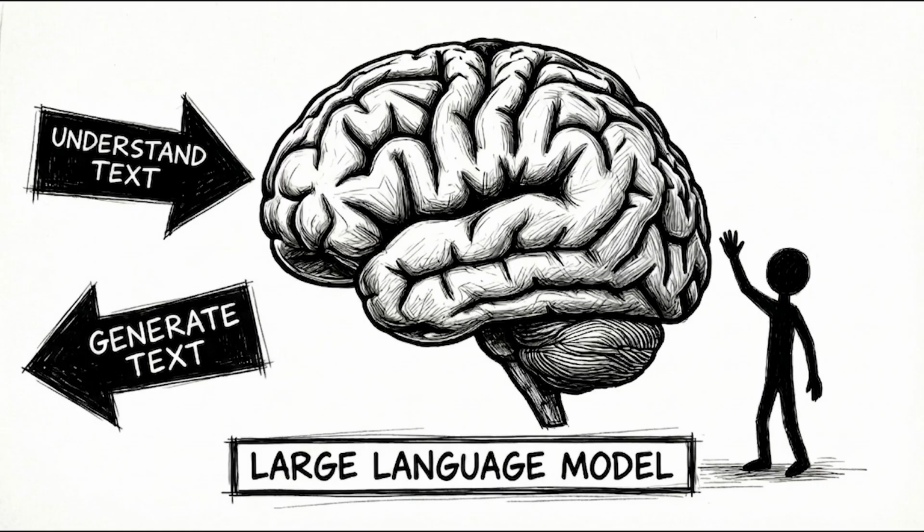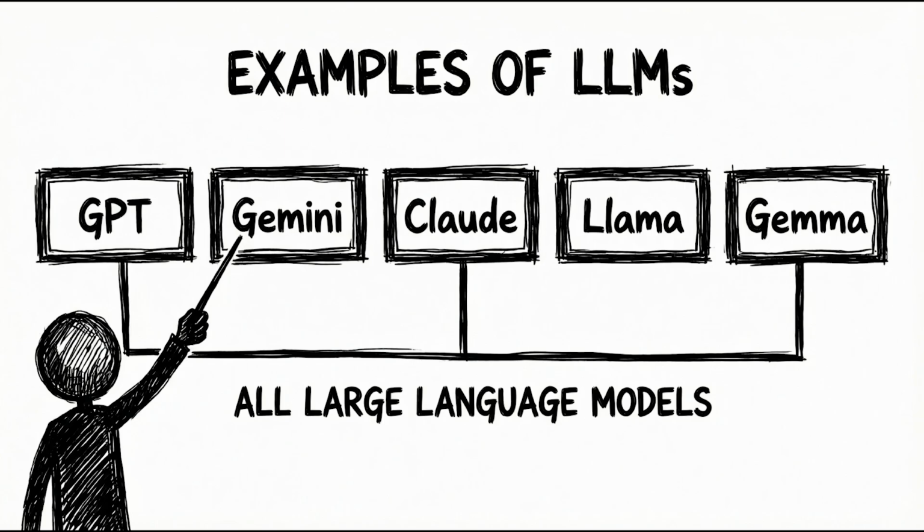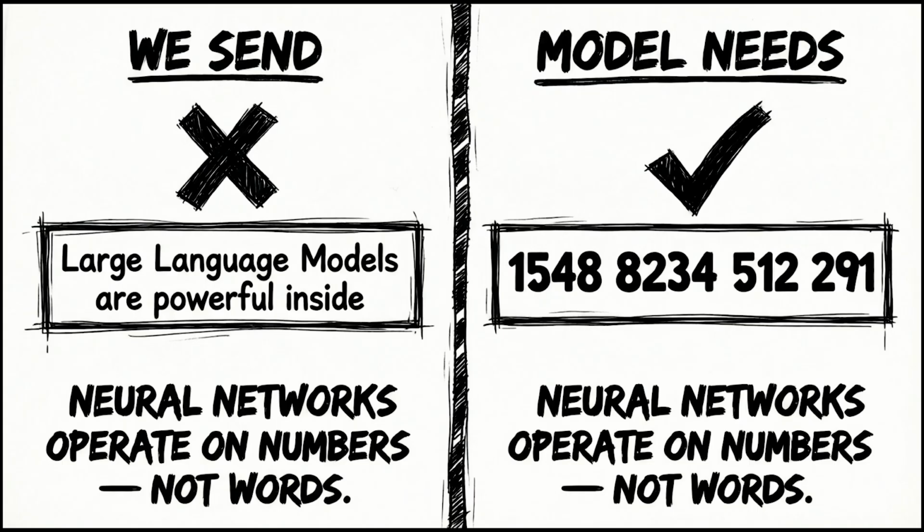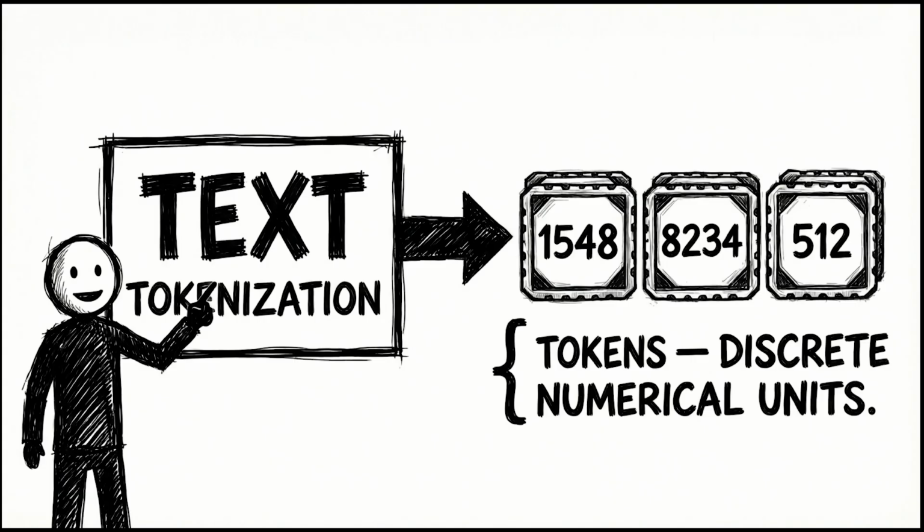Let's start with the large language model. A large language model is a neural network trained to understand and generate text. Models like GPT, Llama, Gemma are all examples. But a large language model cannot process raw text directly. Neural networks operate on numbers, not words. So before any computation can begin, text must first be converted into discrete numerical units called tokens. This conversion process is called tokenization.